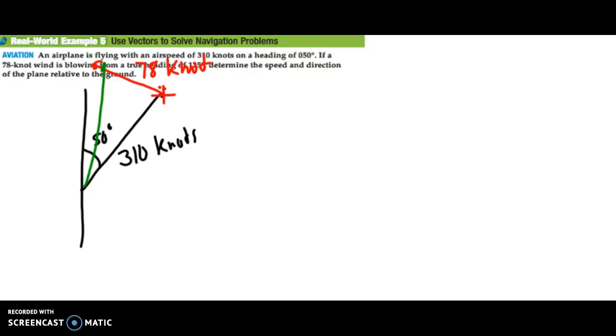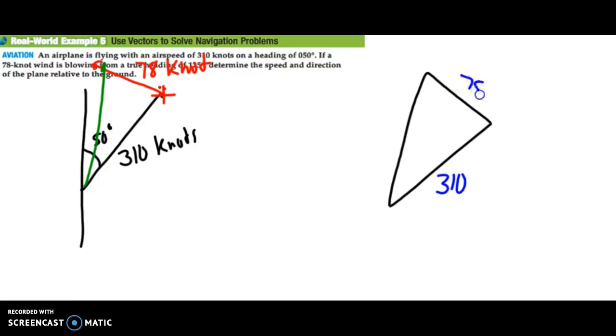So if I redraw my triangle over here, I know that this value right here is 310 knots. This one right here is 78 knots. I knew that this value right here was 50, and that this value right here was 125.